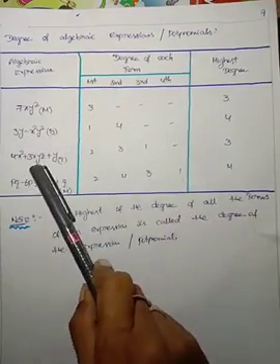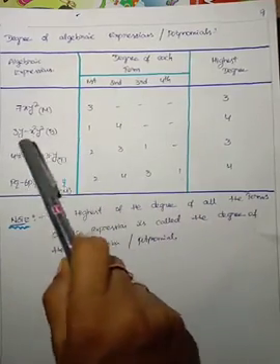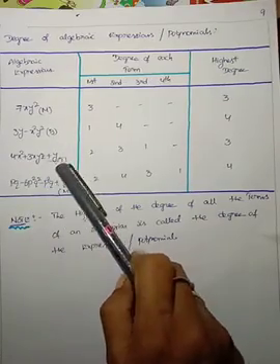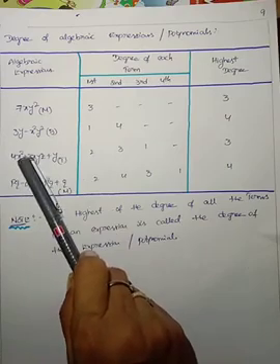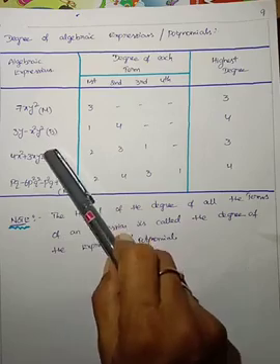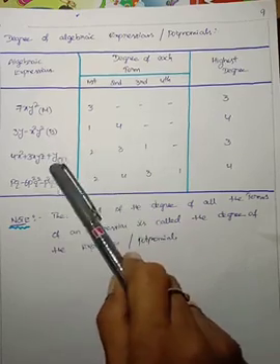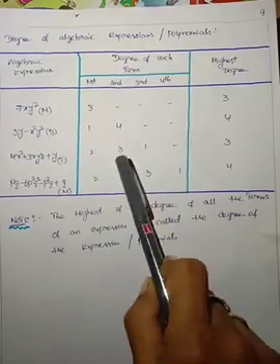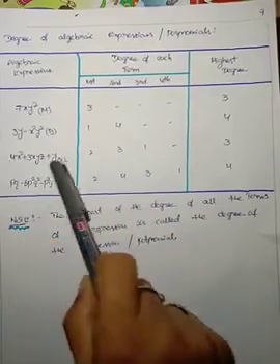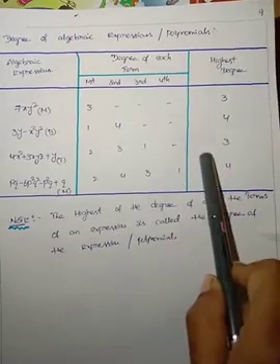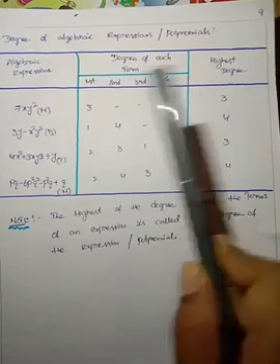Now 4x square plus 3xyz plus y. How many terms here? 3 terms, which means it is a trinomial. The first term's degree is 2. The second term 3xyz, 1 plus 1 plus 1, so the second term's degree is 3. For the third term, the y exponent is 1. What is the highest degree? 3. So the degree of this trinomial is 3.